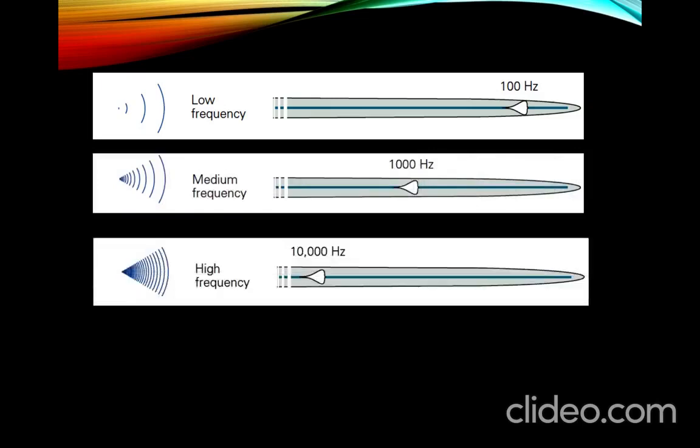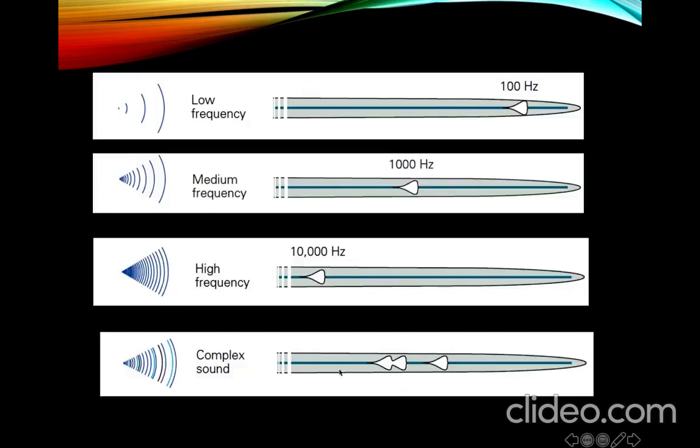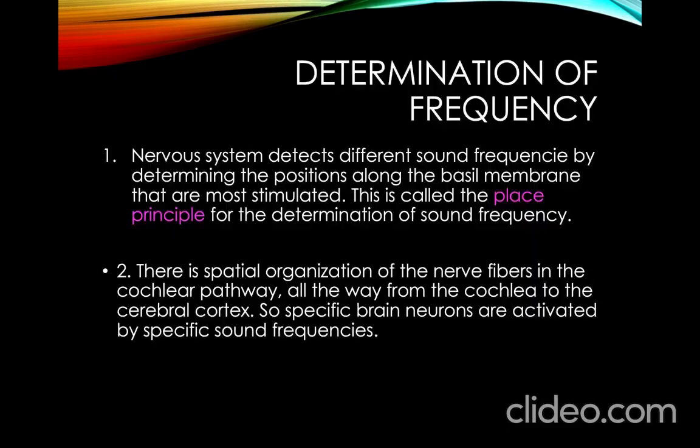Again, this picture is explaining lower frequency, medium, higher, and the complex sound. Obviously, most of the sound which we hear during normal conversation or during music is complex sound, so it vibrates at different points. So in this way, our ear, in the cochlea, can determine the frequency of a sound wave.